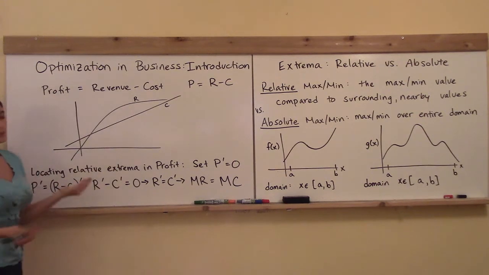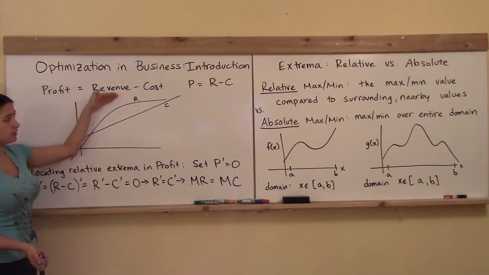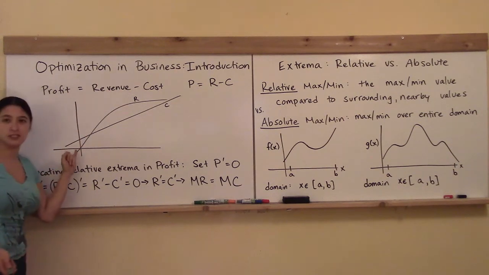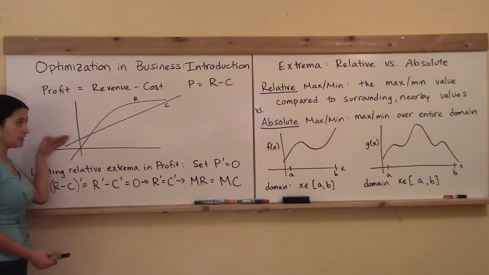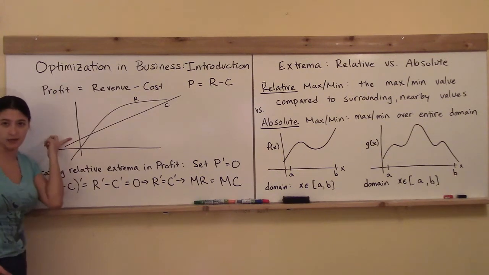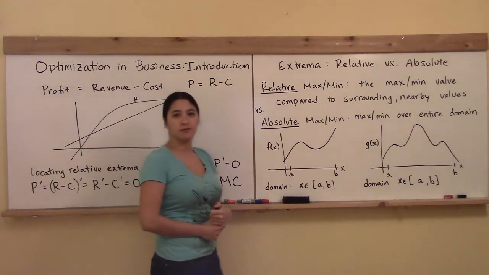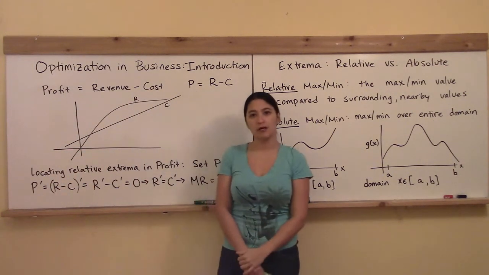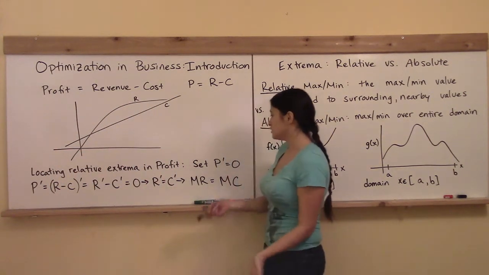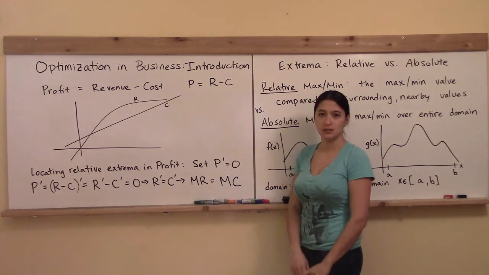Okay? Let's pretend we have pictures of our revenue and our cost functions. Here's the revenue function right here, as you can see going through (0, 0). And here's our cost function right here, which usually has a y-intercept above the x-axis here. And as we talked about many times before, if we'd like to locate our relative extrema, all we need to do is take the derivative of the function of interest and set it equal to 0.